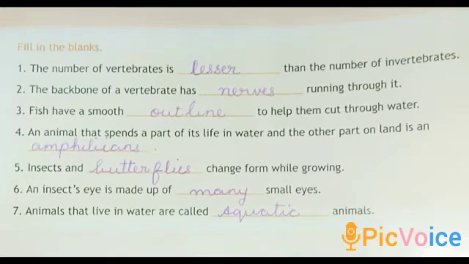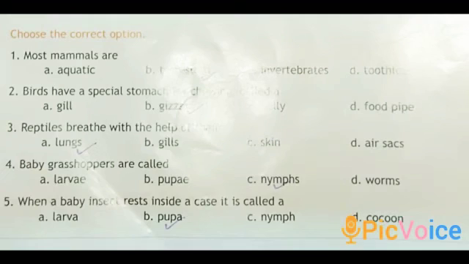Sixth one, an insect's eye is made of dash small eyes. An insect's eye is made of many small eyes. Seventh one, animals that live in water are called dash animals. Animals that live in water are called aquatic animals. Next, choose the correct option. First one, most mammals are terrestrial and have four limbs.